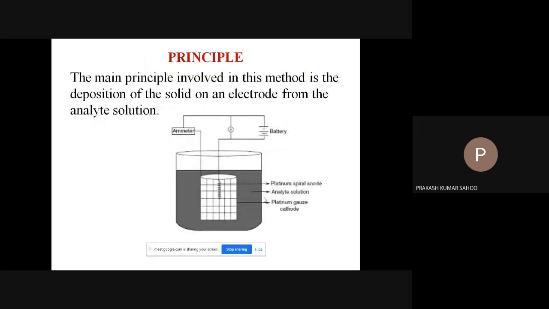So this is the principle, where this is known as a platinum gauze. This is just a net-like structure of platinum. So this is the cathode. This is the platinum gauze cathode, and it acts as the cathode, and the anode is a platinum wire or spiral anode.